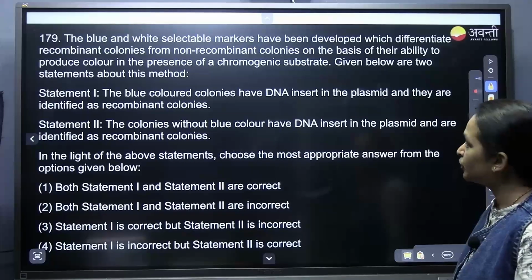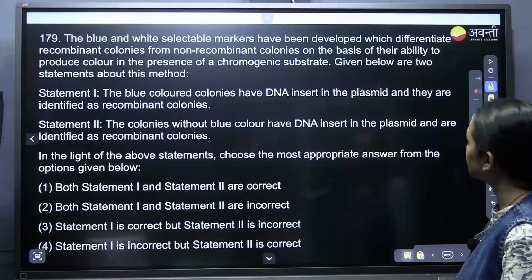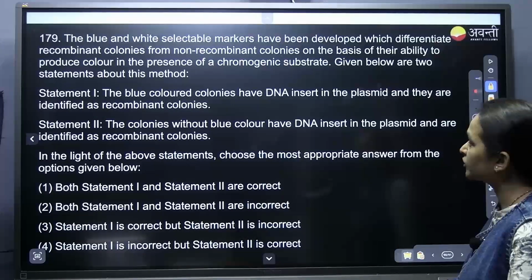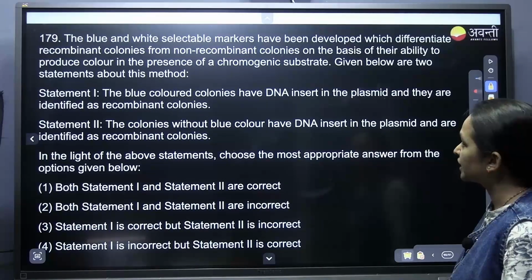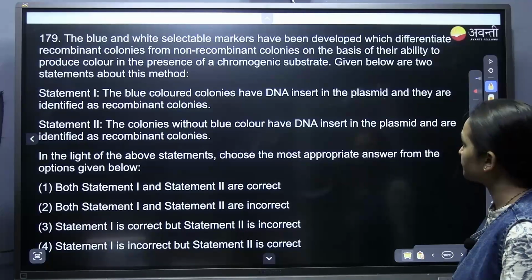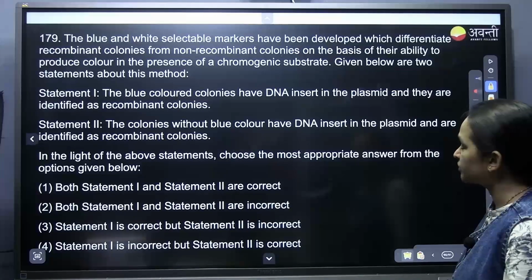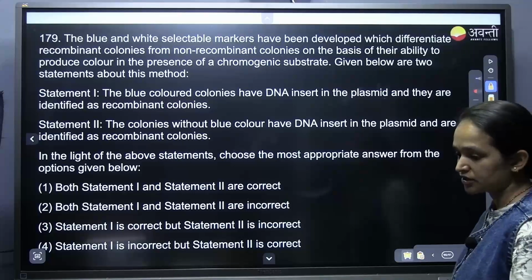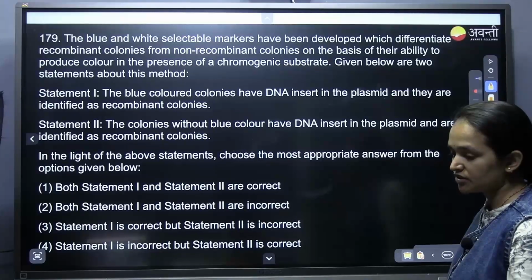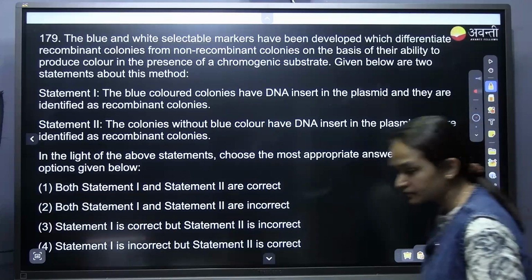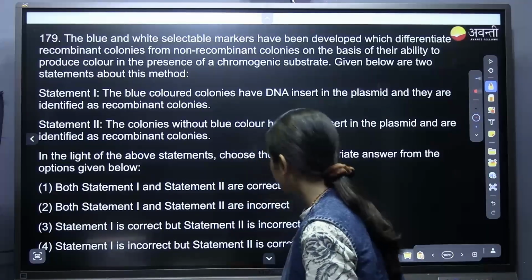The blue and white selectable markers have been developed which differentiate recombinant colonies from non-recombinant colonies on the basis of their ability to produce color in the presence of chromogenic substrate. Given below are two statements about this method. Statement 1: The blue color colonies have DNA insert in the plasmid and they are identified as recombinant colonies. Is it correct? No.